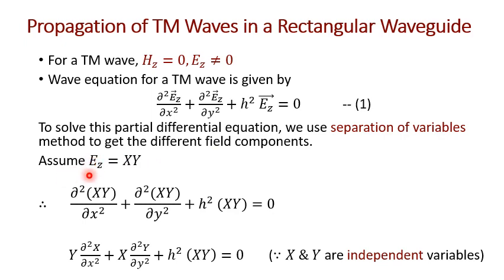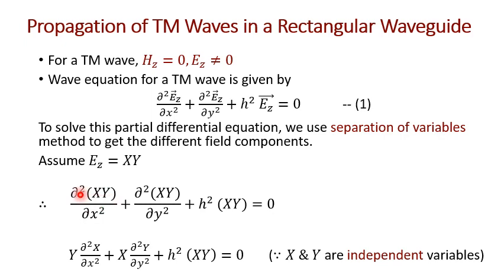So for that, I'm going to assume that the electric field component Ez is equal to X into Y, where X is a pure function of small x and Y is a pure function of small y. Okay, so if I substitute this value of Ez in this equation 1, we will get ∂²(XY)/∂x² plus ∂²(XY)/∂y² plus h² into XY is equal to 0. Now I told you that capital X is a pure function of small x and capital Y is a pure function of small y. So these two terms are independent.